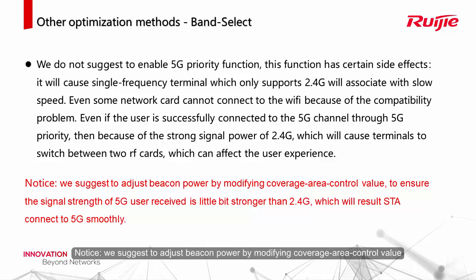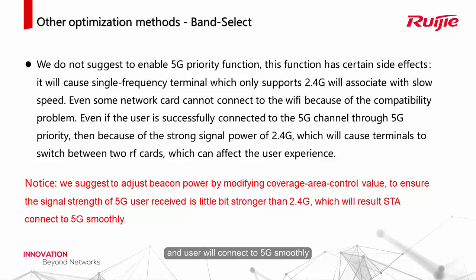Notice, we suggest to adjust the beacon power by modifying coverage area control value to ensure the signal strength of 5G user received is a little bit stronger than 2.4G, and the user will connect to 5G smoothly.